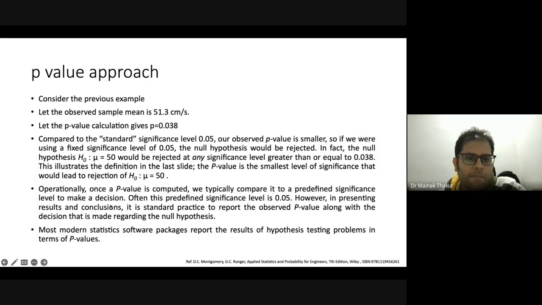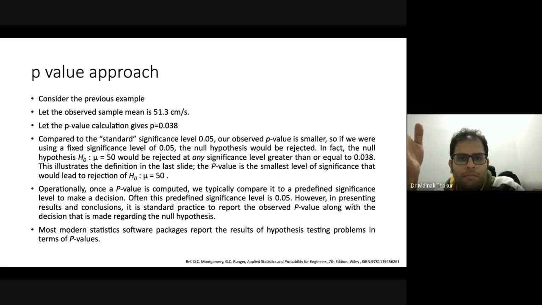Operationally, once a p-value is computed, we typically compare it with the predefined significance level to make a decision. Often this predefined significance level is 0.05. However, in presenting results and conclusions, it is standard practice to report the observed p-value, because if you don't report the p-value, we will not know whether it is just on the boundary.